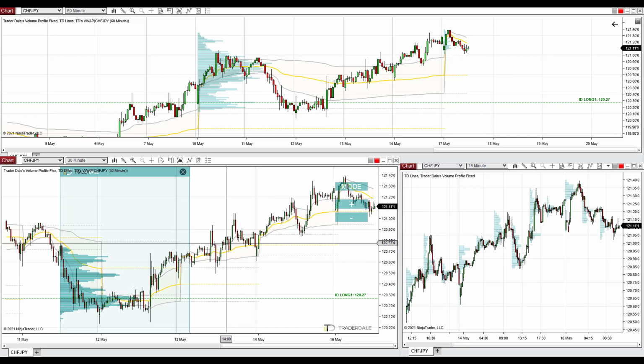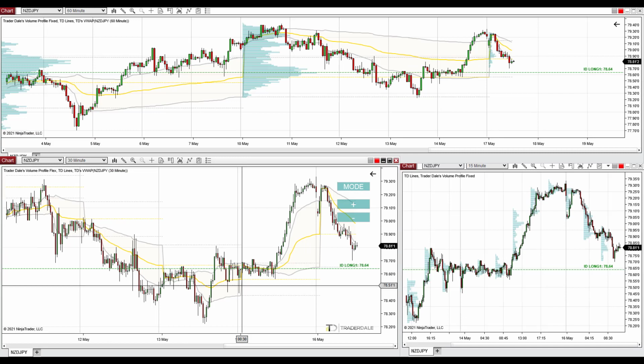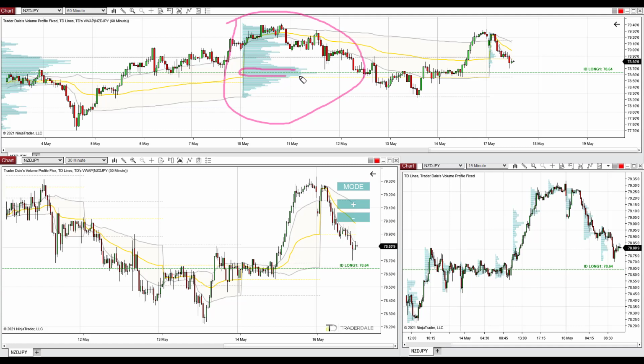Alright, so let's now go into the next trading idea, which is on the New Zealand dollar Japanese yen. So this is the New Zealand dollar Japanese yen, and there is a support which is pretty easy to spot if you look at the weekly volume profile, because it is based on weekly point of control. Weekly point of control shows a place where the heaviest volumes throughout the whole week got traded. In this case, it's right there at 78.64.